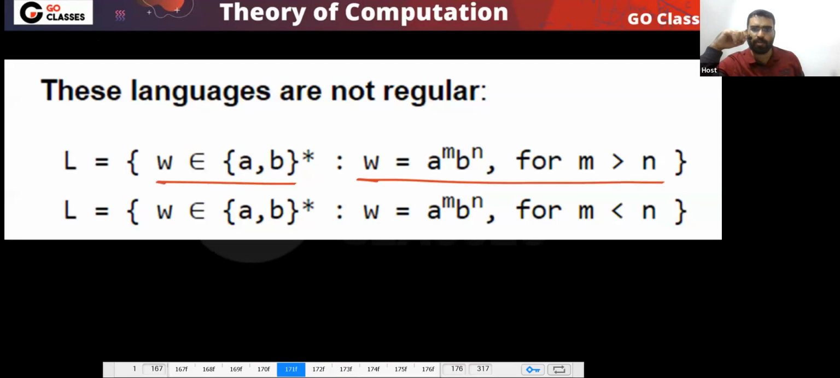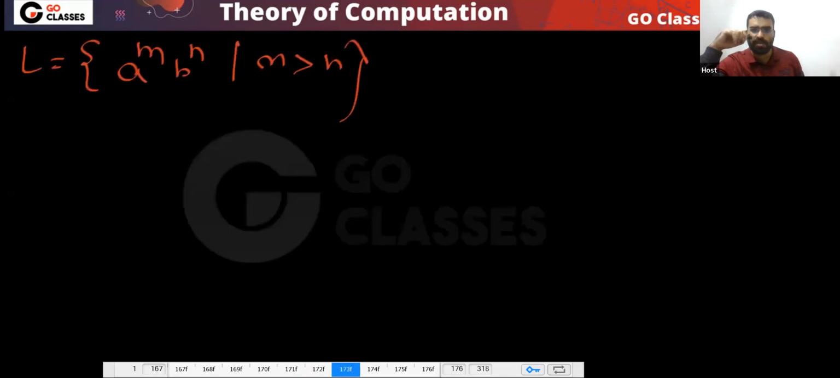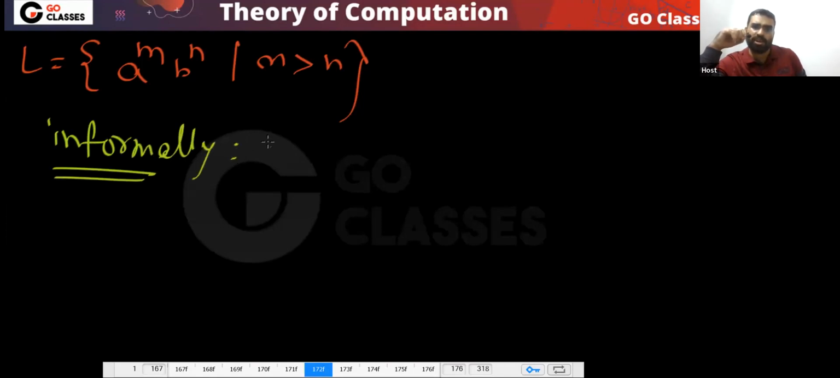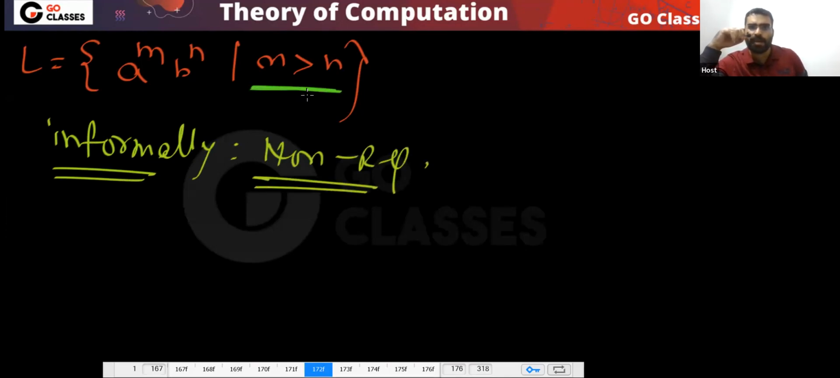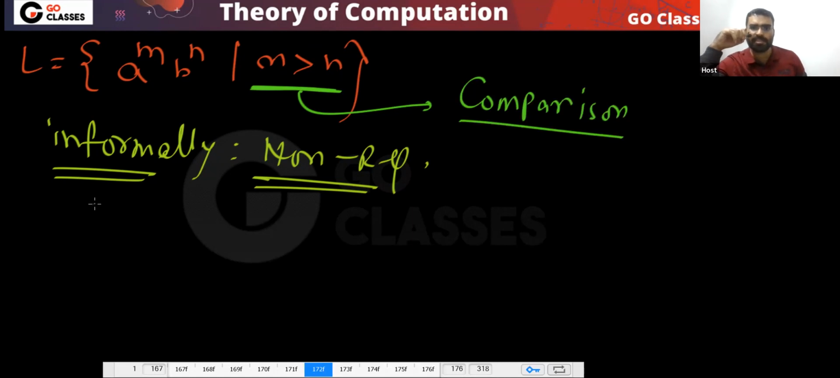First of all, informally, is this non-regular? You tell me what will happen. Informally, this is non-regular. What is the reason? Because again, there is a comparison. But this comparison is fine. That is fine. But you need infinite number of possibilities. Give me infinite possibilities.